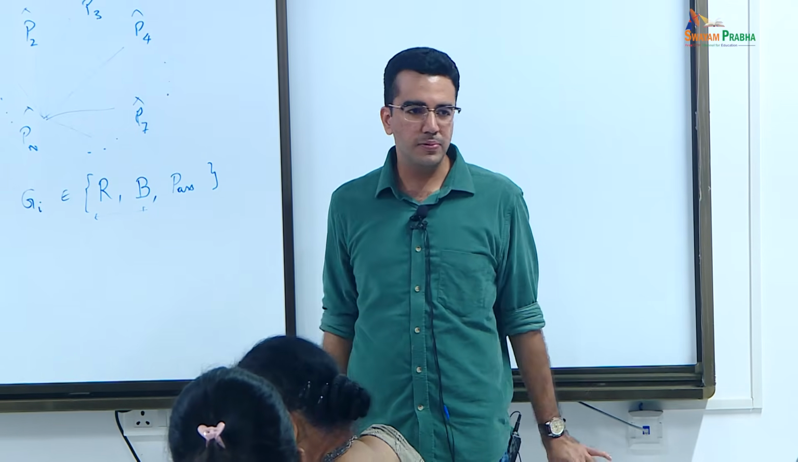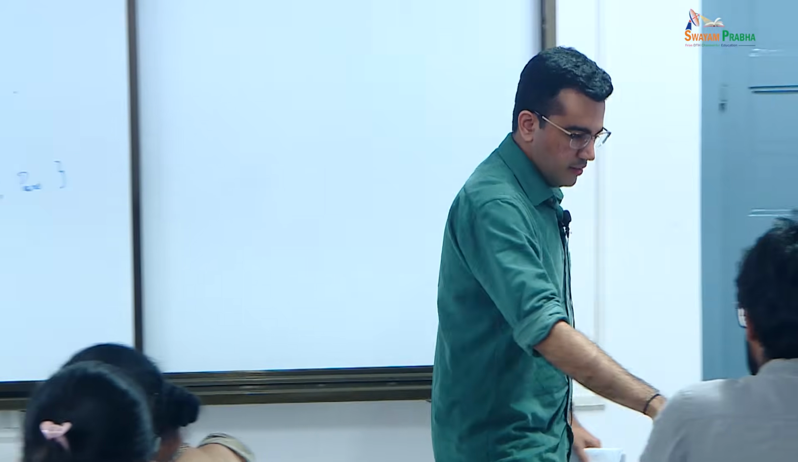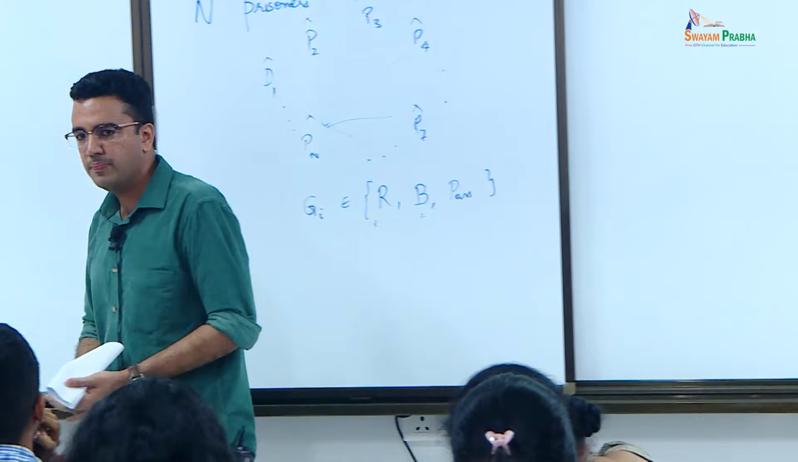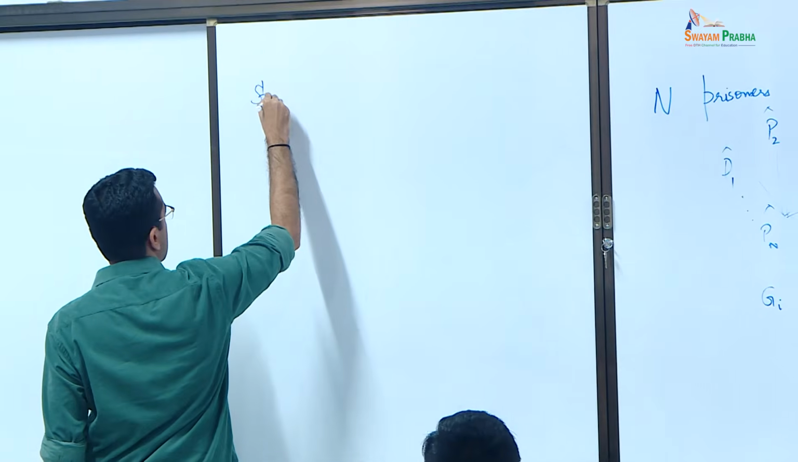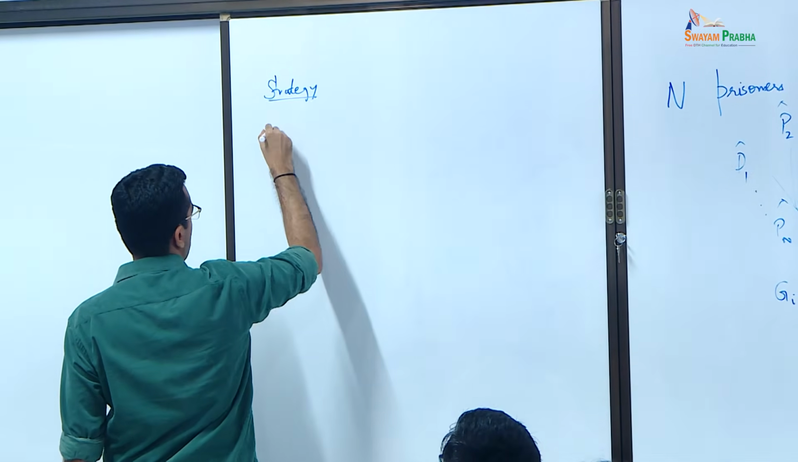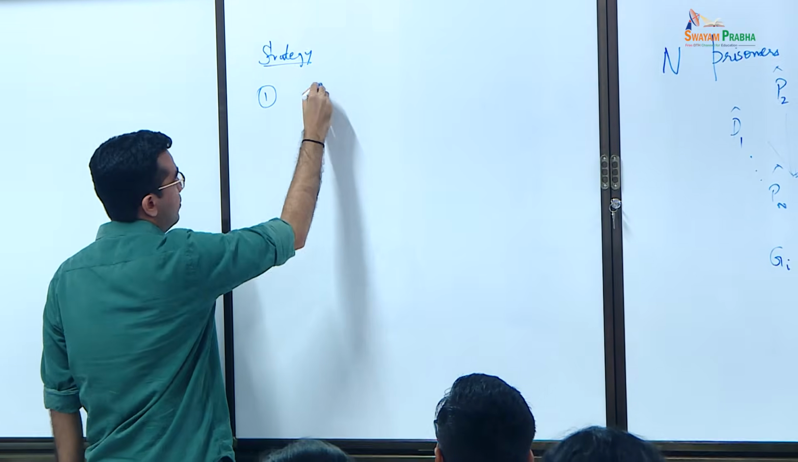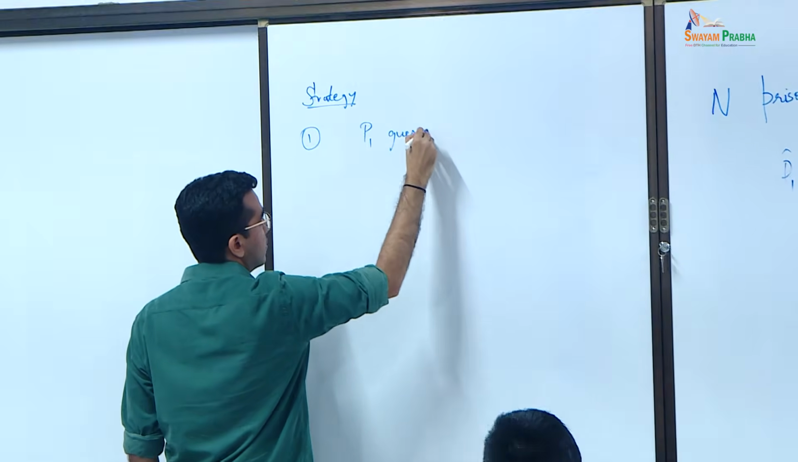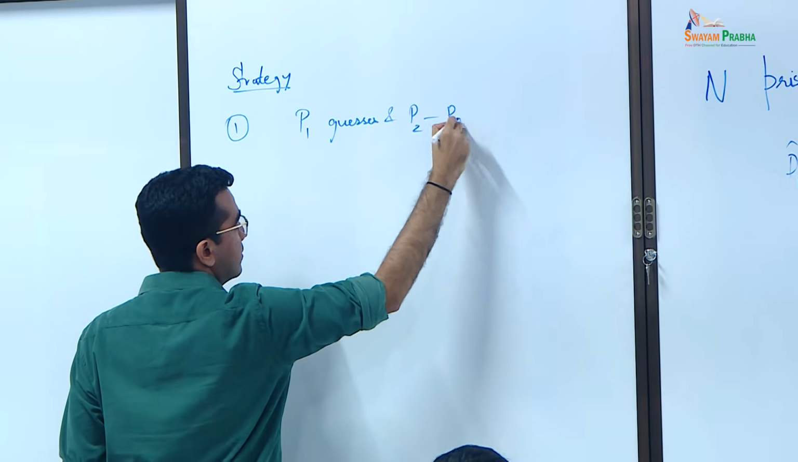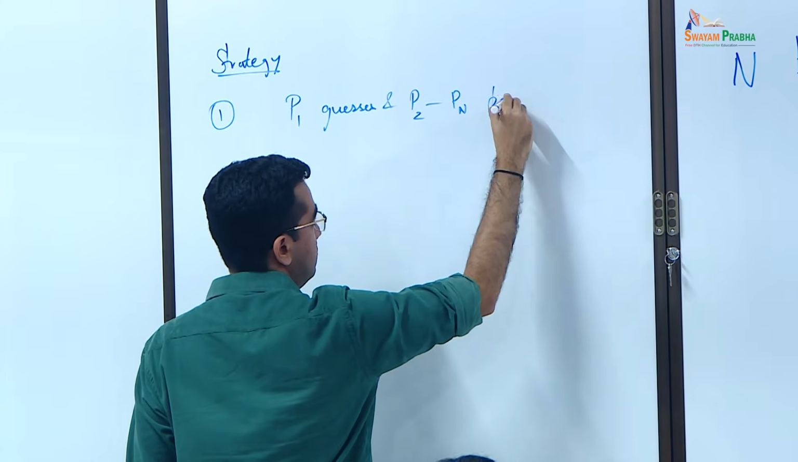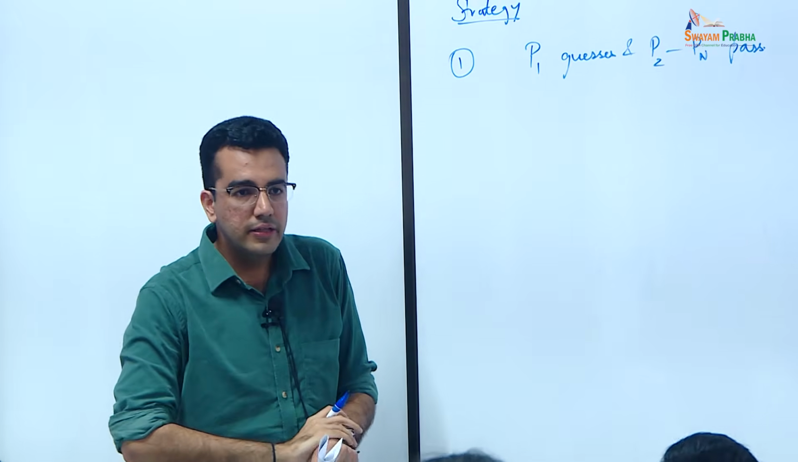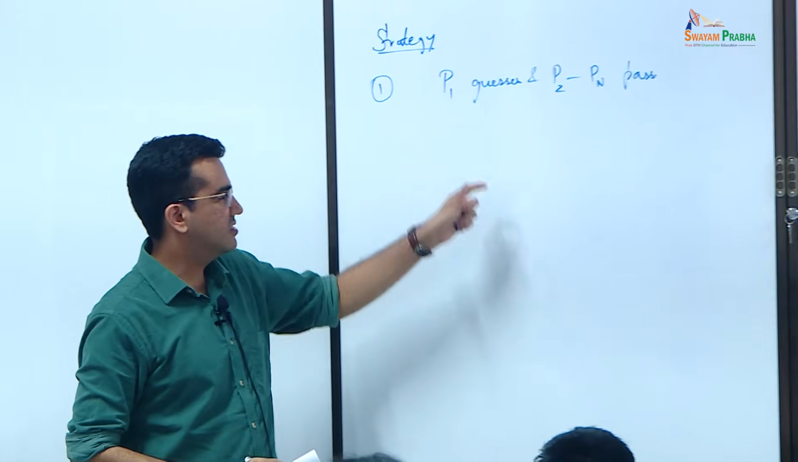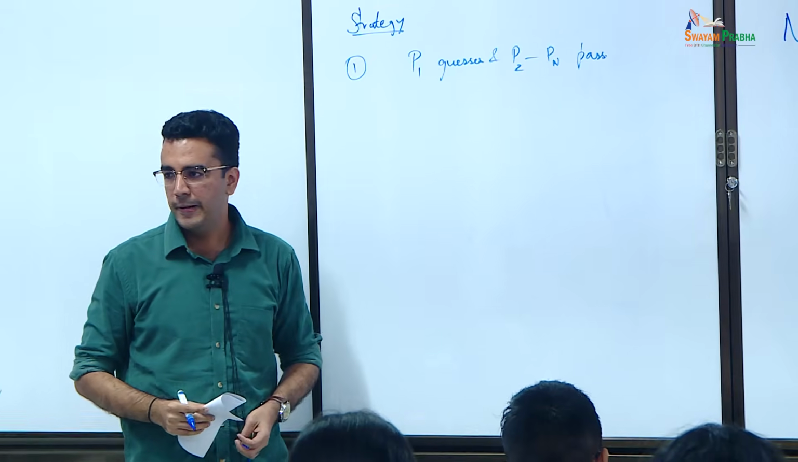Okay, so let us analyze simpler strategies to begin with. One of the things that they were doing here was designating one player as the guesser. So this is strategy 1. Say P1 guesses, and P2 all the way up to Pn just pass. So only P1 guesses and all the other guys pass. Why is this a decent strategy to analyze?